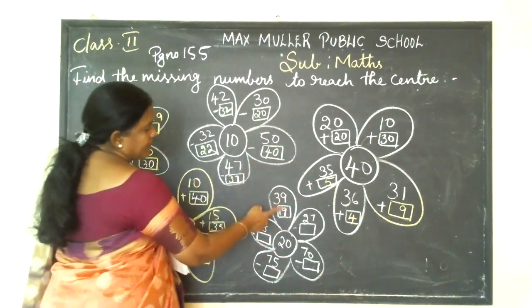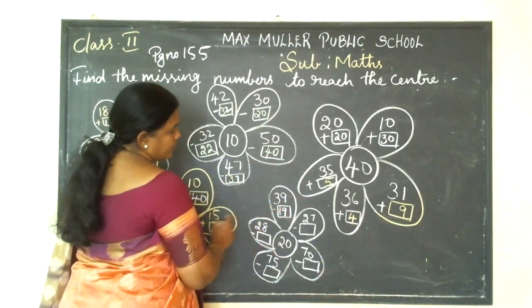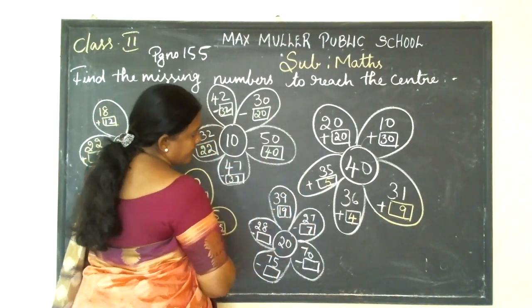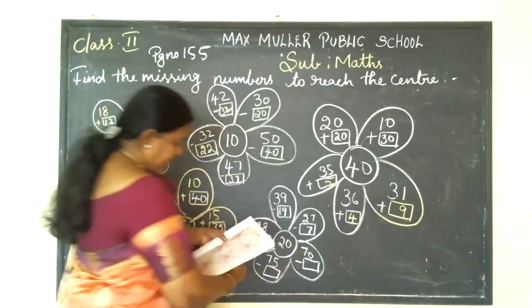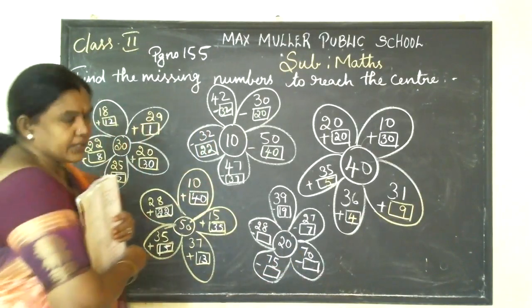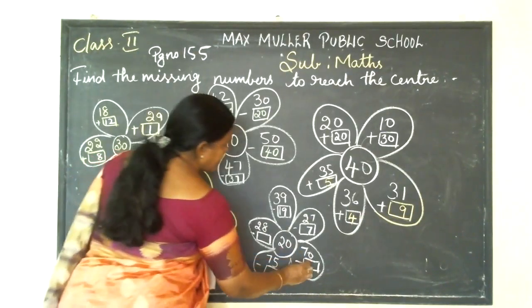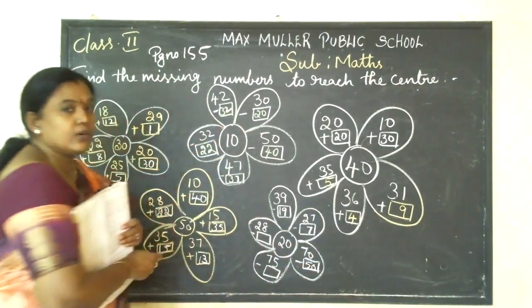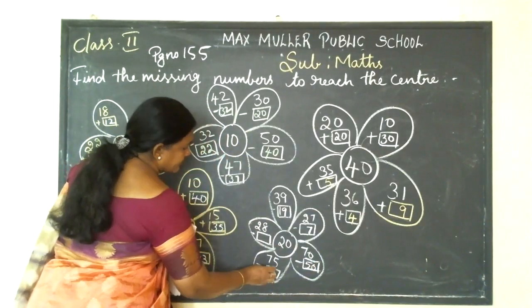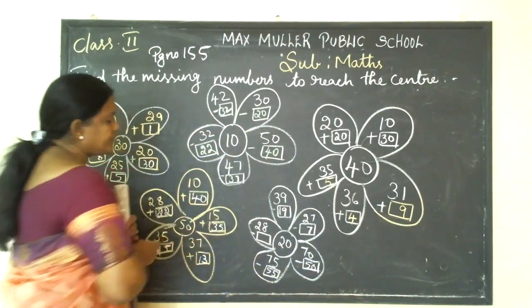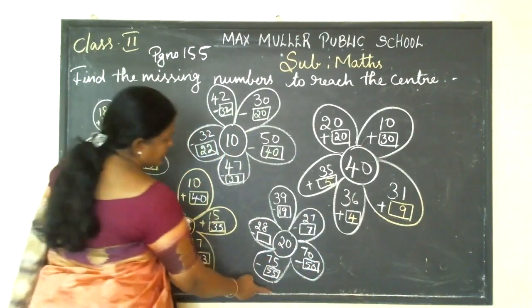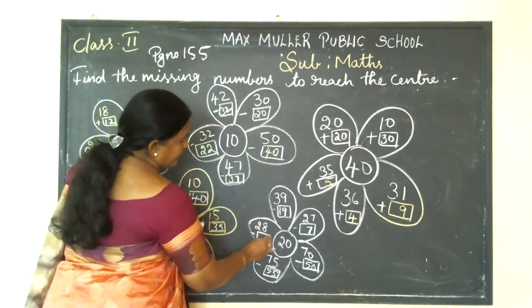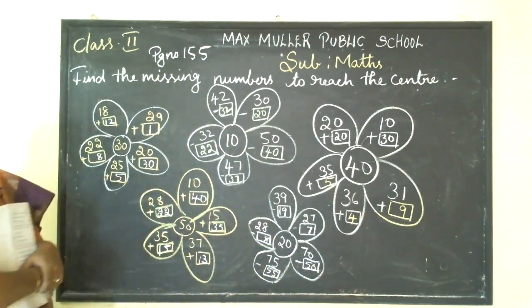Understood, children? See, 9 minus 9, 0. 3 minus 1, 2. Here, 27. You take away 7. If you take away 7, you will get 20. In 70, how much you want to take away? 50. 50 you want to take away, then you will get 20. Here, 75, 55 you want to take away. 5 minus 5, 0. 7 minus 5, 2. Here 28, if you take away 8, you will reach 20.